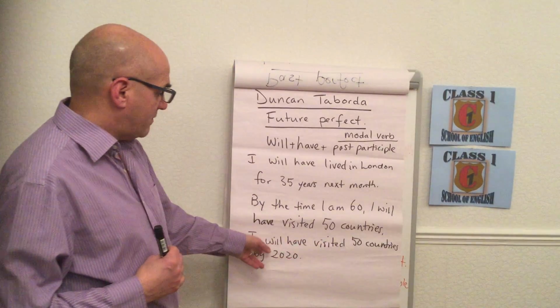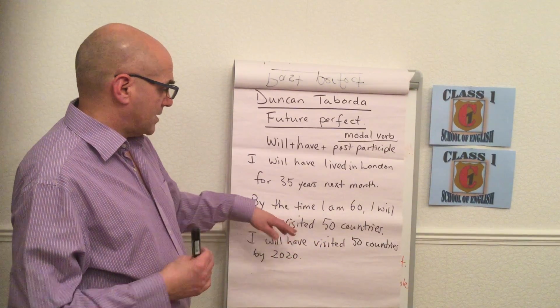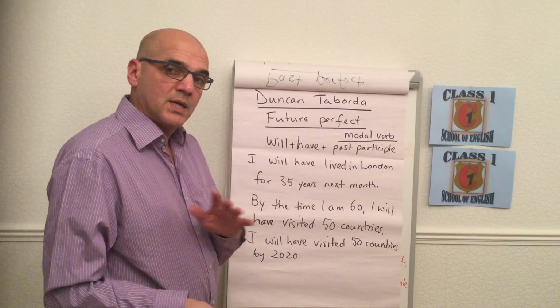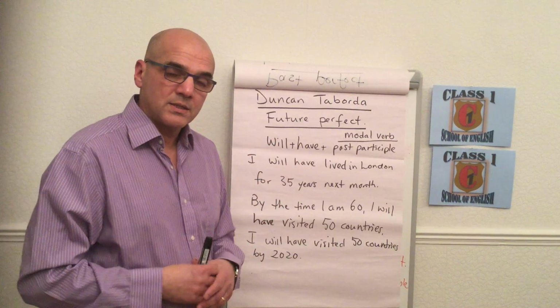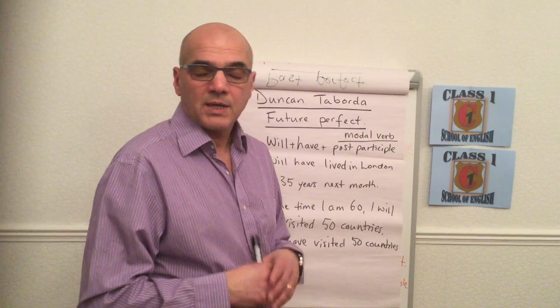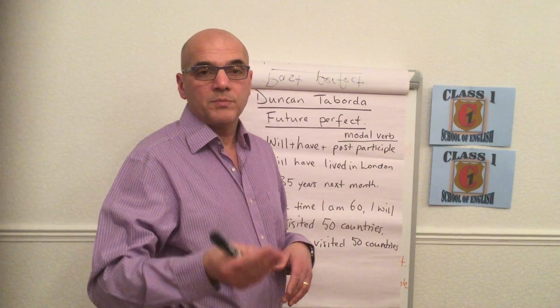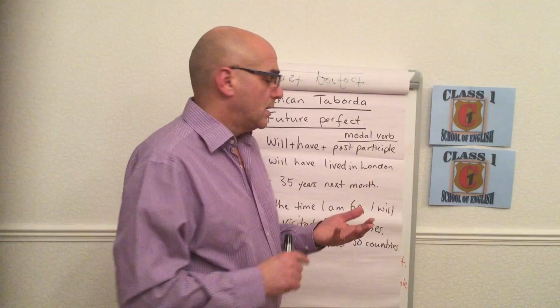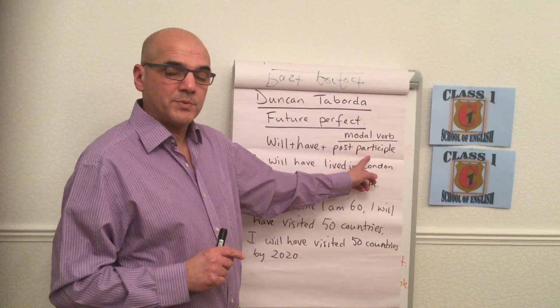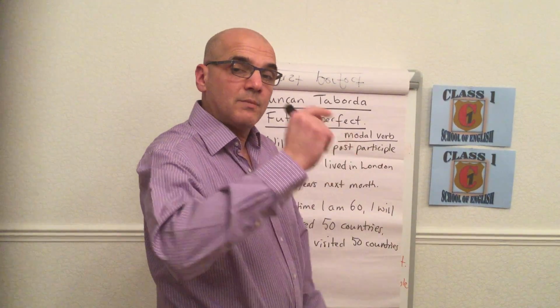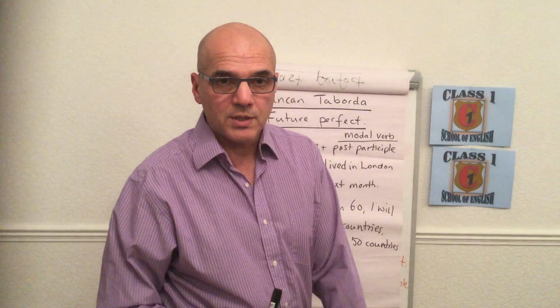So you can see, I've put the future perfect in the second part of the sentence. I've put it in the first part of the sentence. It can be flipped around, okay? It can have the same meaning. But basically, to form the future perfect, will plus have plus the past participle. It's the first thing about two things in the future.